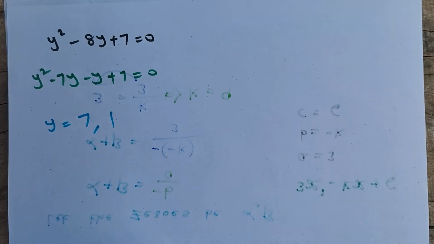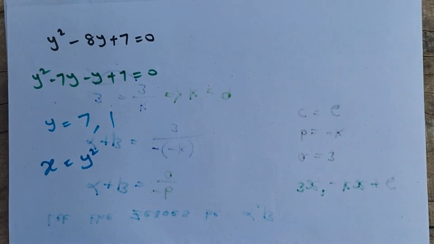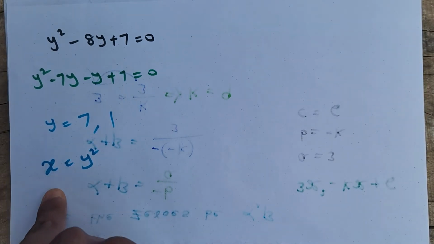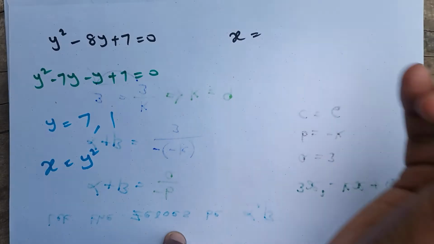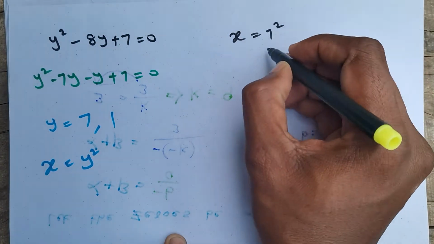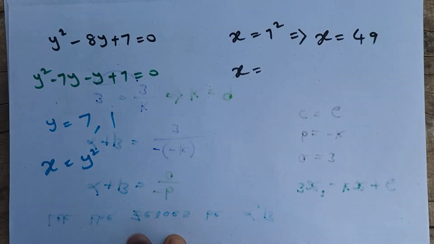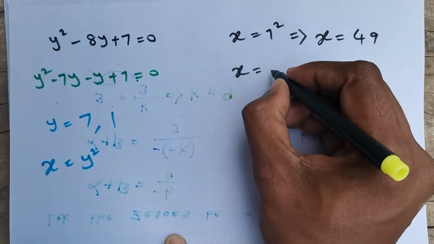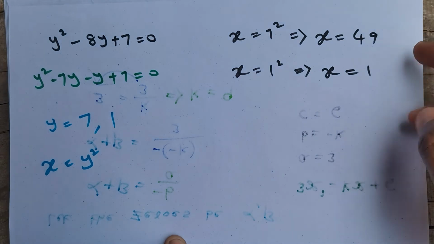First let us take 7, then we will go with 1 also. According to the second equation, we have x is equal to y square. So now this y value we need to substitute in the place of y here, so we will get the x value. x is equal to 7 square, then x is equal to 49. Next, in the place of y I am going to substitute the second number, that is 1 square, that is x is equal to 1. x is nothing but father's age.